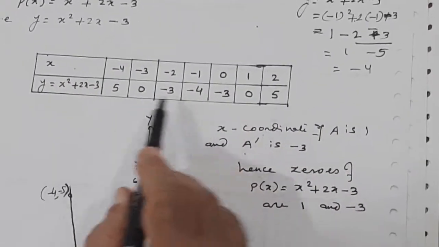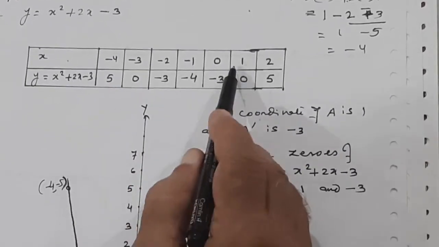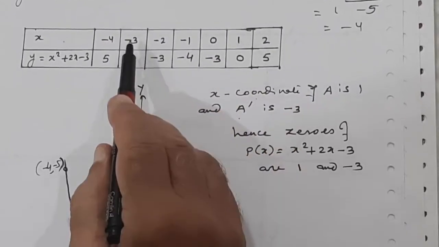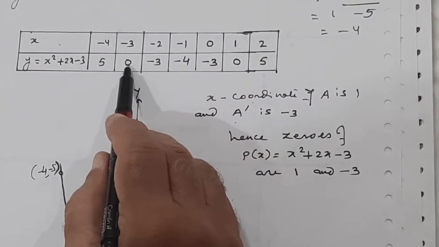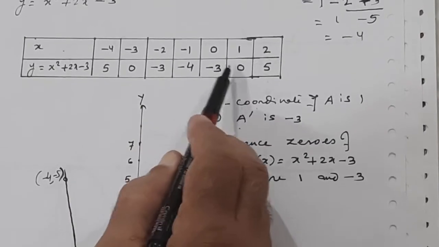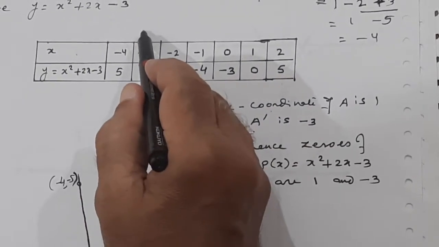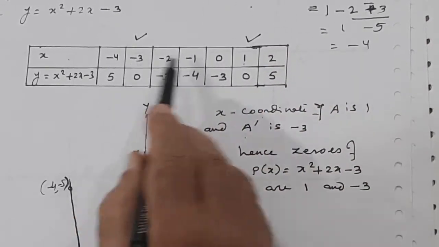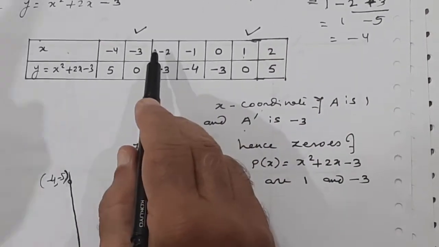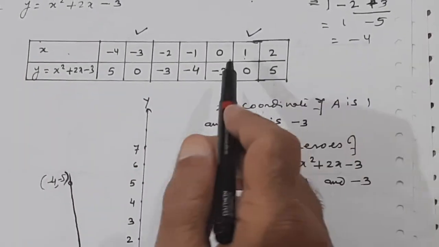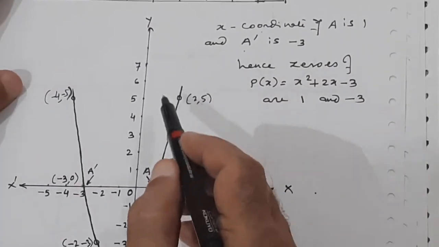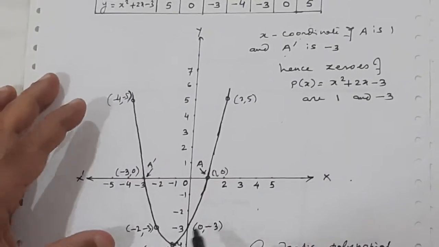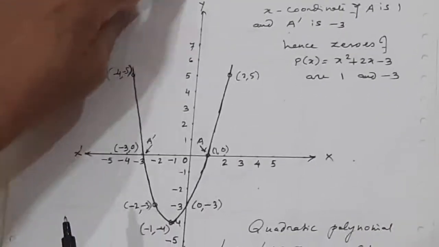Now from the table you observe that for x value 1, the y value is 0. For x value minus 3, the y value is 0. And you know y value is 0 means these are the 2 points where the graph will intersect the x-axis, and these are the zeros. 1 and minus 3, 2 zeros are there. Let us represent this polynomial on a graph. That is called geometrical representation. So now plot these points.